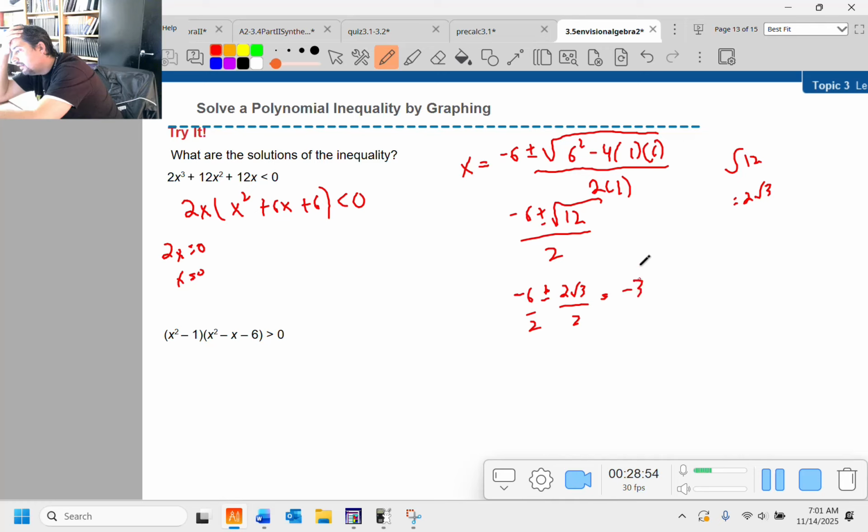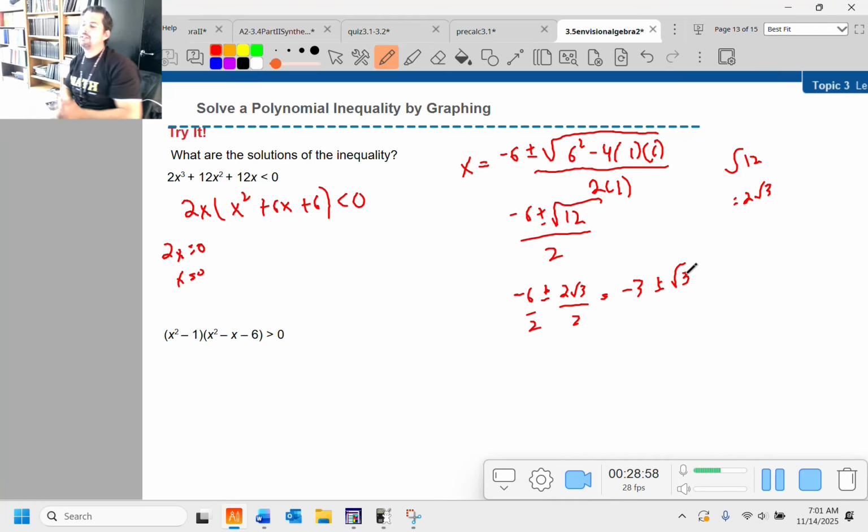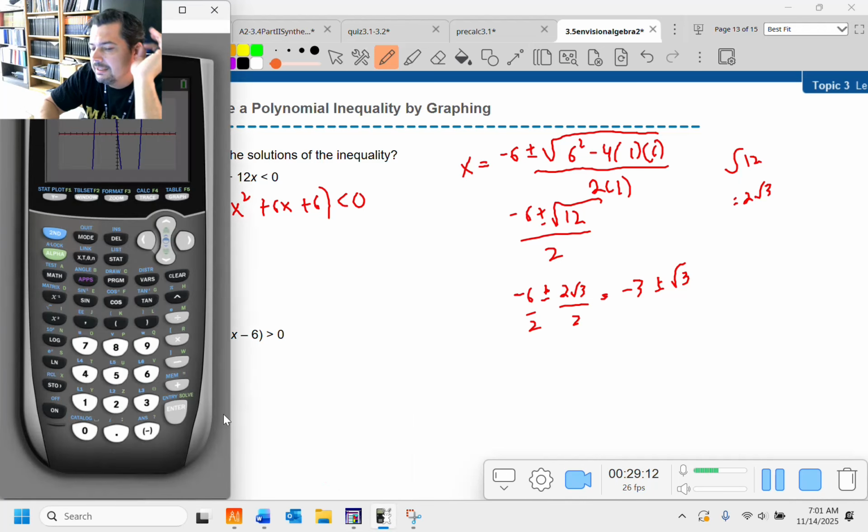That's going to give me -3 plus or minus a root of 3. Now, the reason I did that is because the calculator is probably going to show us some answers in decimals, and I'd rather have the perfect number as opposed to the non-perfect number. That's why I did that. I didn't do that to confuse you. I did that to get perfect numbers.